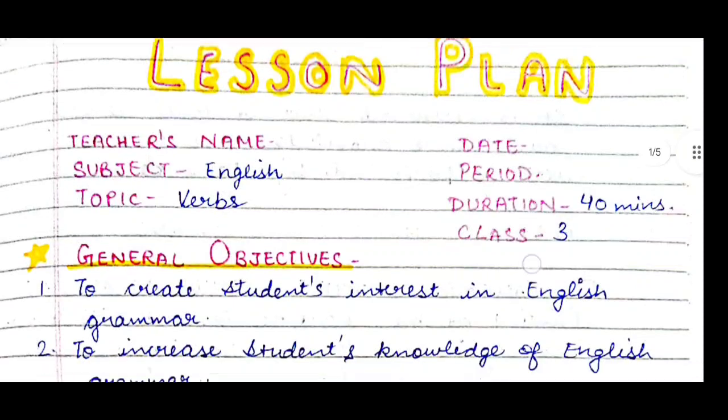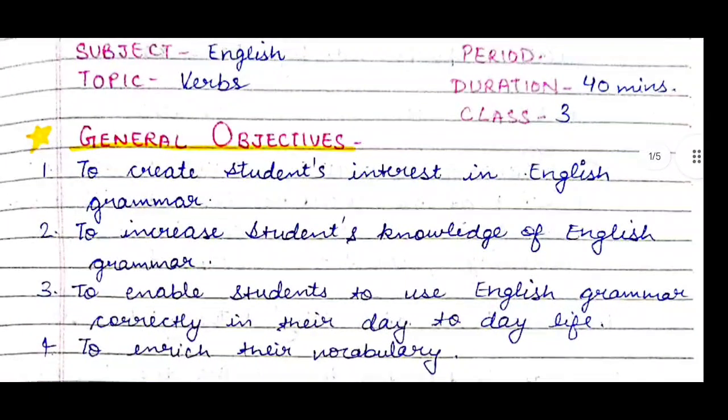So after that we write general objectives. General objectives are related to the subject, not the topic. It is related to the subject in general. So we are teaching a topic of English grammar, so these general objectives will be related to English grammar only.